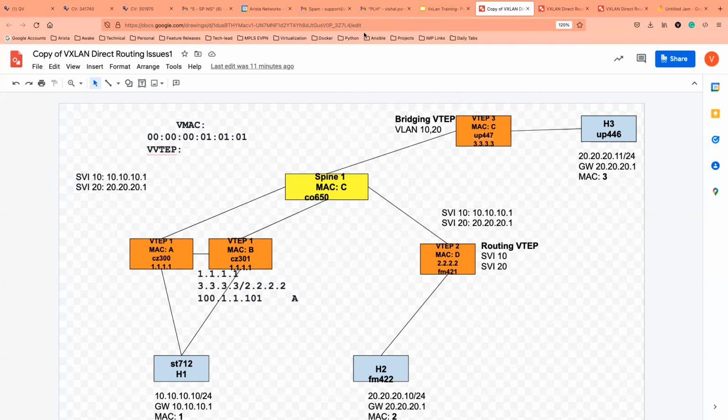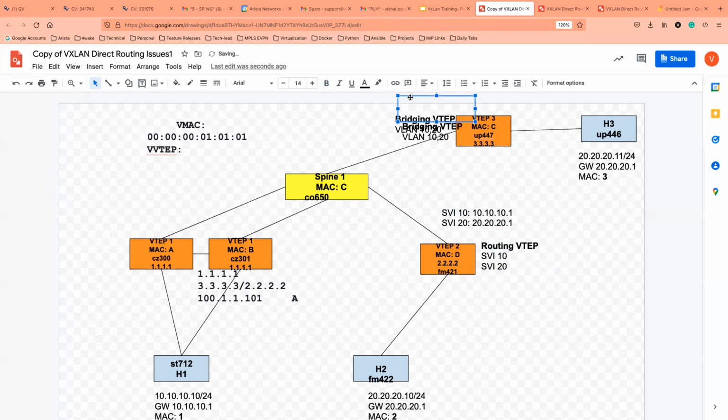Okay. Anything else? Okay. So now the third variant is centralized routing. What that means is you now have only one VTEP which is a routing VTEP. All other VTEPs are bridging VTEPs. So here, this is also a bridging VTEP, this is also a bridging VTEP, this is also a bridging VTEP. In the network, you have only one routing VTEP.